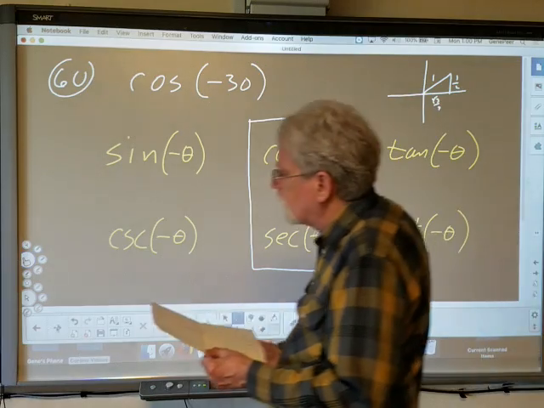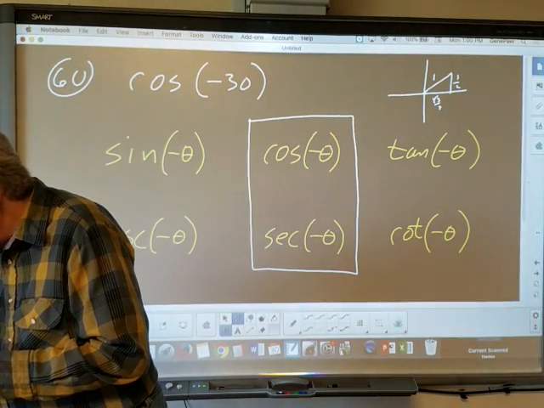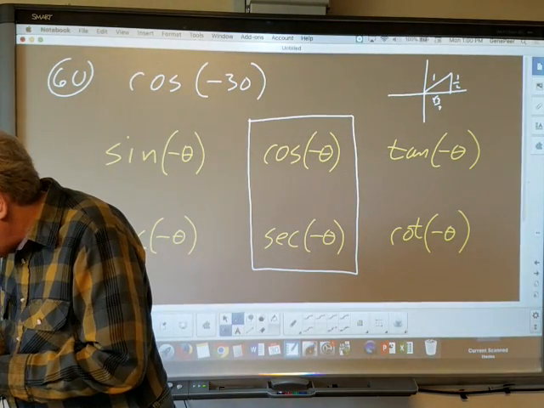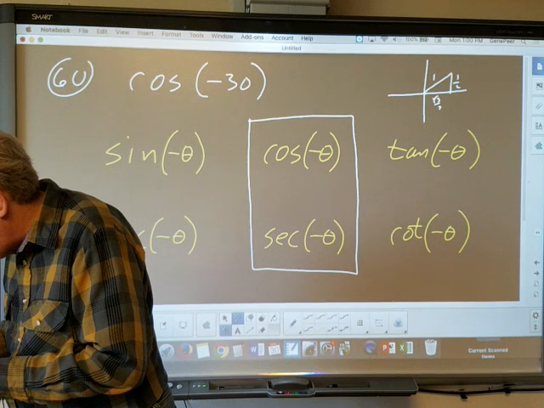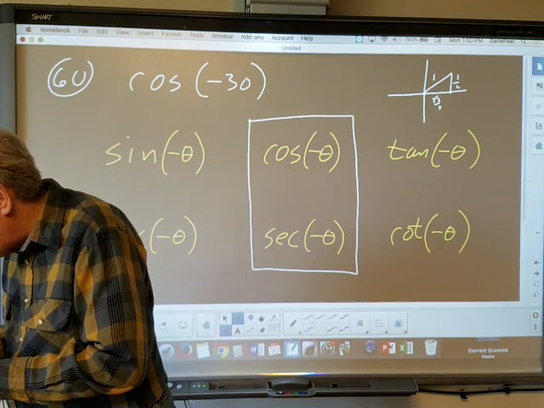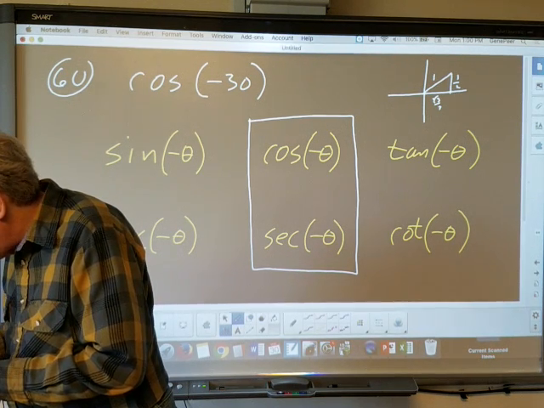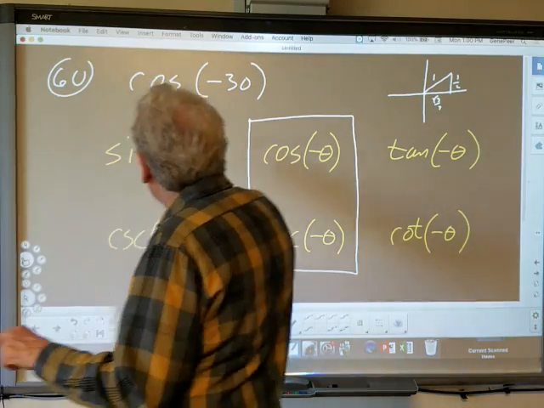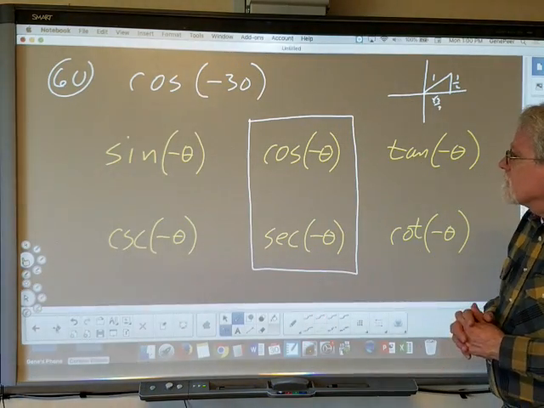We're looking for cosine of -30. And the instructions give us some encouragement here. They say do not use a calculator. Okay, no big deal. We're simply looking for cosine of -30. All right, remember this pattern.